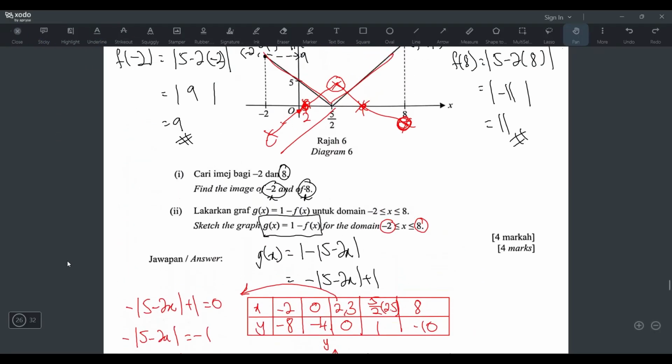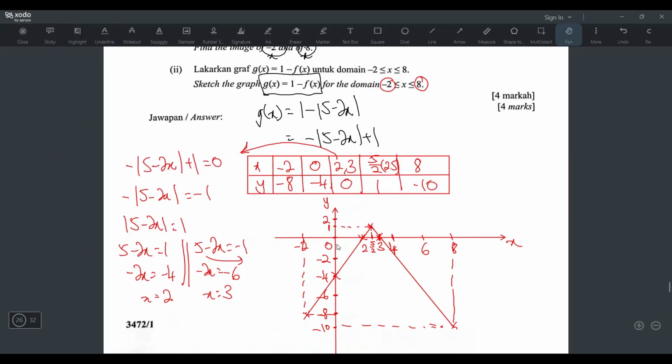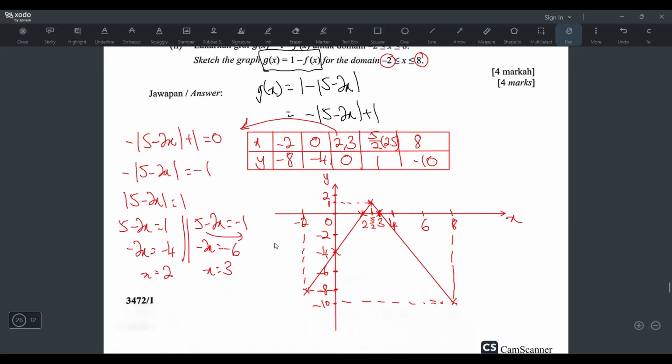And you can see it's exactly the same as how I predicted it. Just now I predicted it will look like this, right? Yeah, it looks exactly like this. It's a V-shaped tajam, but there's a bit of the graph that goes over the top gate because you got +1. That's why the whole graph moves up 1 unit.